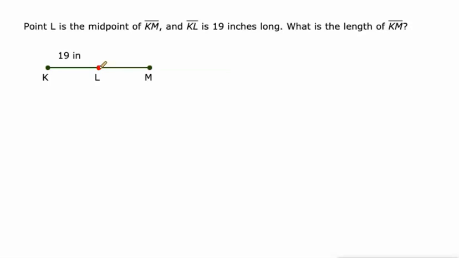Alright, if it's a midpoint, that means that it is bisecting KM. And that means that KL's measure is equal to LM's measure. KL, this, is equal to LM, this. So if KL is 19, then LM is also 19 inches. We're being asked what's the measure of KM. Well, that would just be 19 times 2, which is 38 inches.